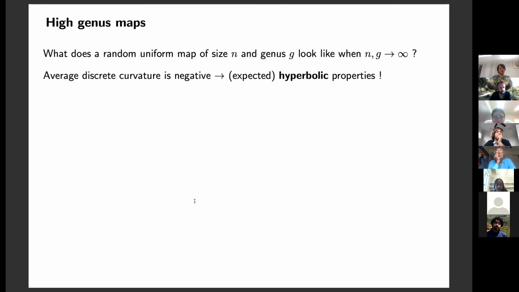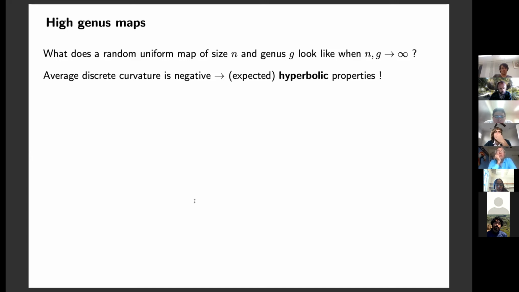Something that has started to be studied in very recent years, and that's what has been my focus mostly in this world of random maps, is the so-called high genus maps. Now, instead of just taking the size of the map to go to infinity, I also want its genus to go to infinity. So here I'm hiding a lot of things under the carpet. I'm saying both the size and the genus go to infinity. You need to specify at which rates they go to infinity relative to each other. I'm sweeping this under the carpet for now.